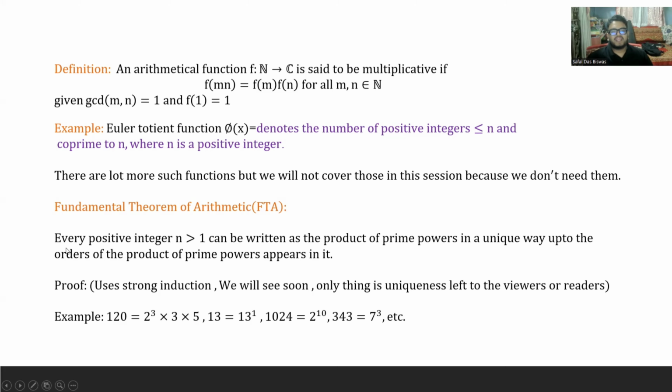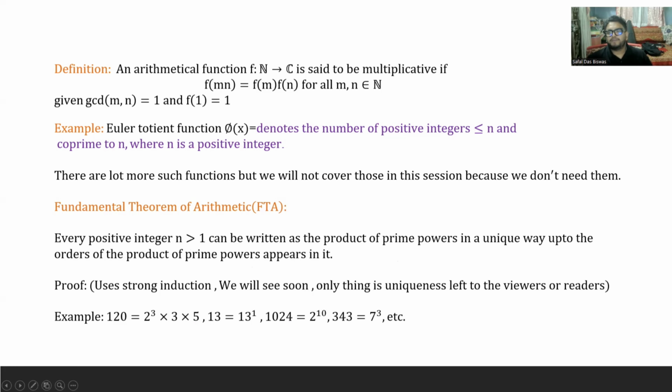So it states that every positive integer n greater than 1 can be written as the product of prime powers in a unique way, up to the order in which the prime powers appear in it. What does that actually mean? This is not that critical to understand, but what it actually means is, so what is a prime? We all know it.